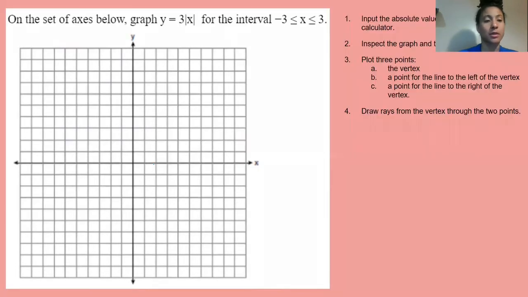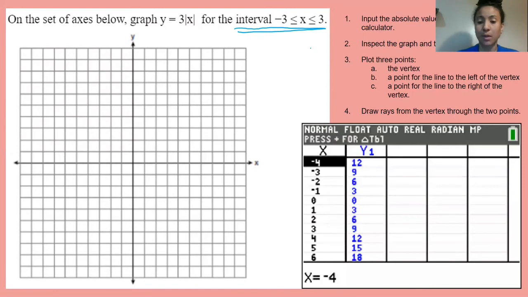Our last question says on the set of axes below, we want to graph y is equal to 3 times the absolute value of x. And then we have an interval in this case from -3 to +3. So remember, once we see an interval, it tells us that we have boundaries. So we are only going to be plotting x values starting at -3 and ending at +3. But don't worry, the steps are all the same except for our last step.